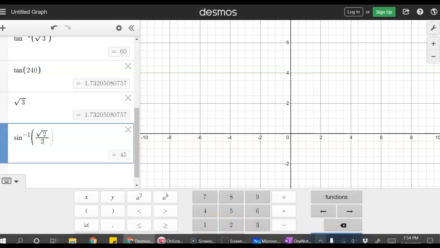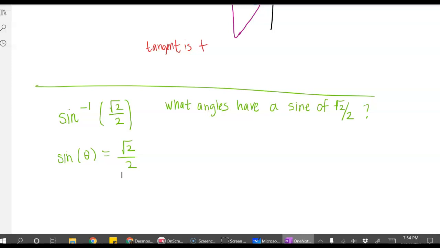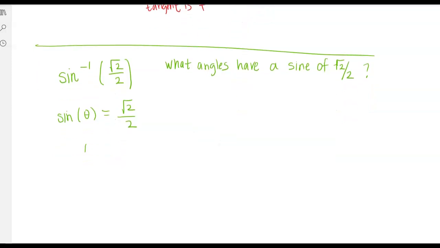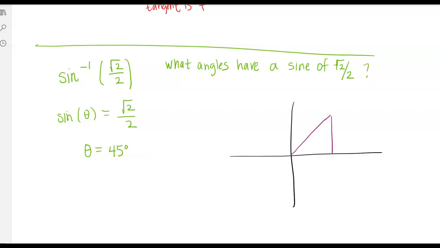And it tells me that it's 45 degrees. So I know that one of my angles is 45 degrees. I need to determine where the other angle is. So I've got one triangle drawn here, 45 degrees. And I want to think about where is the other quadrant where the sine is positive. Sine is positive here, and sine is also positive here.